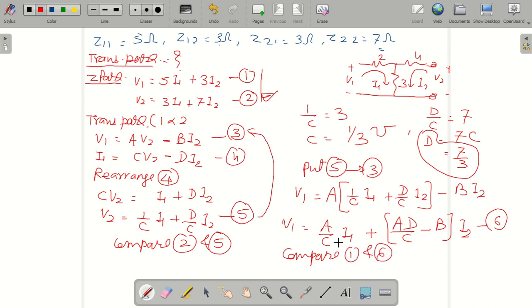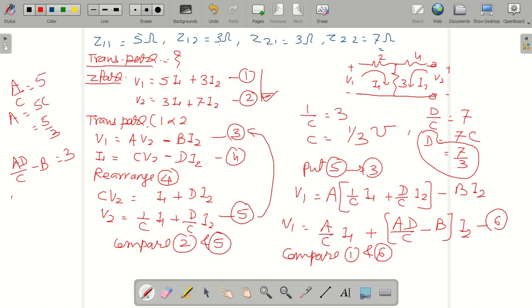If you compare 1 and 6, what will you get? A by C equal to what? 5. So A equal to 5C. C was 1 by 3, as you found, so you will get 5 by 3. Clear? Similarly, AD by C minus B equal to 3.